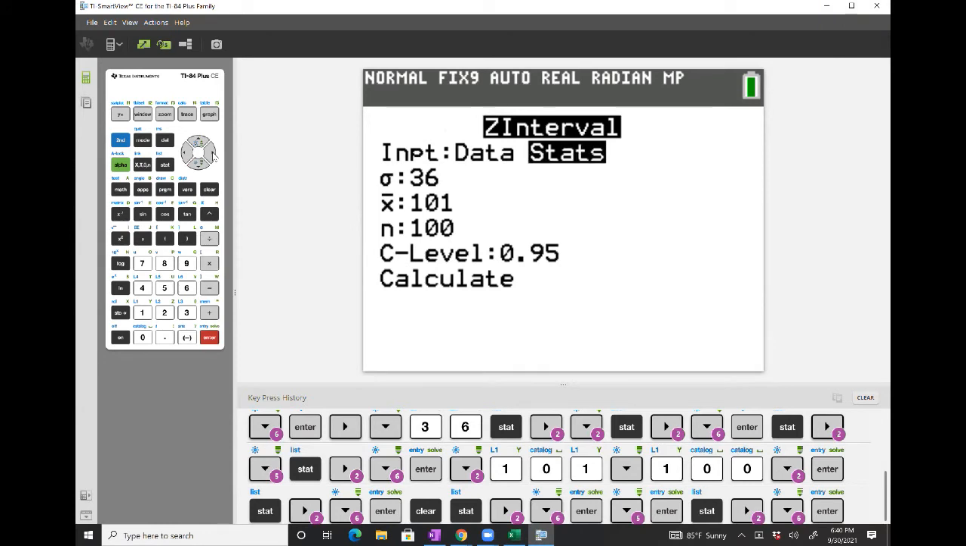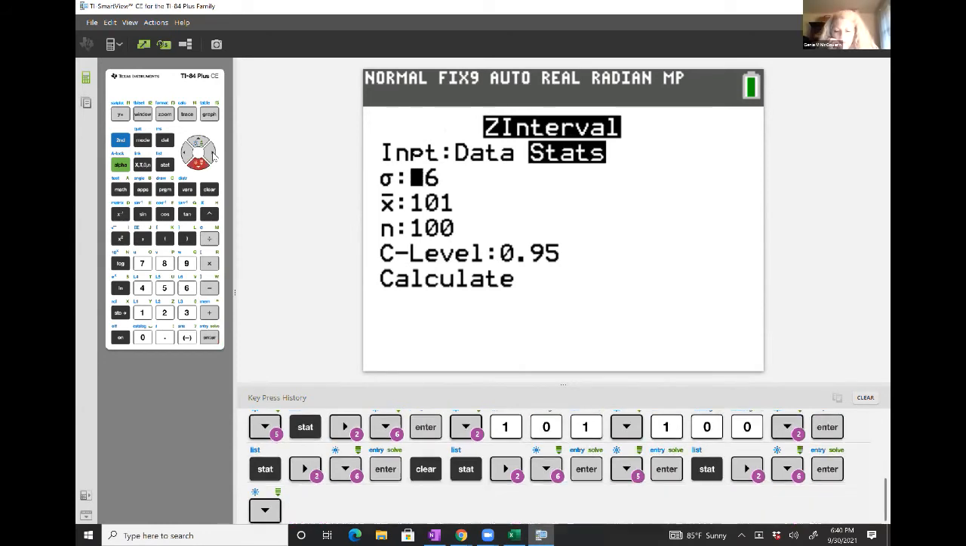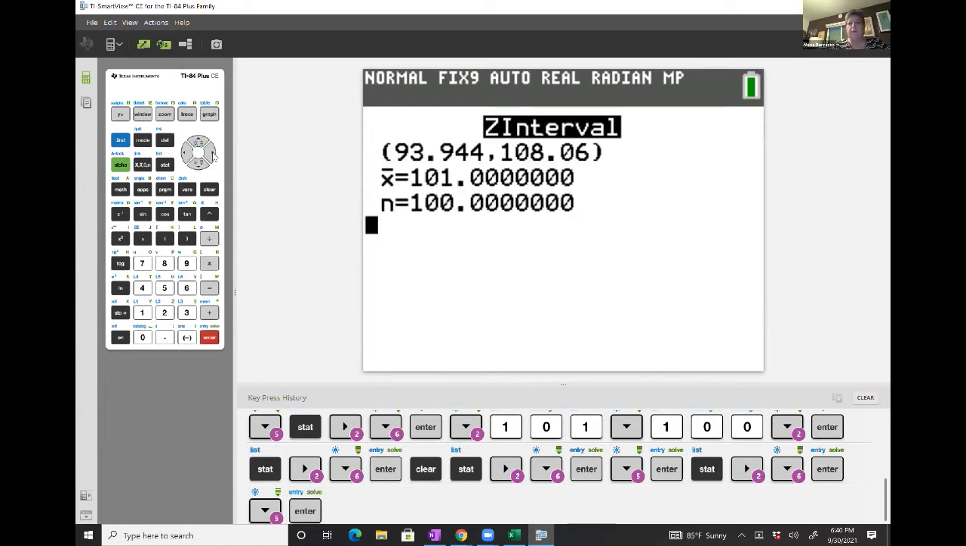I'm getting 90. I'm getting 93.944. That's correct. That's right. Have you looked up the upper? 108.06. Oh, I got that. Okay, 108.06. And that's your confidence interval, your upper and lower. All right, good. I'm glad you're getting confident.